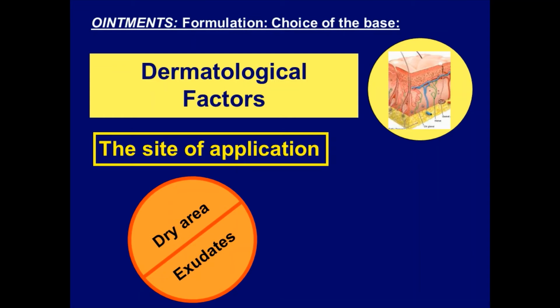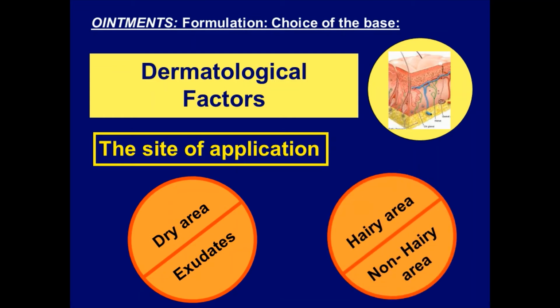And also, the site of application may be a hairy area or non-hairy area, and we said that oleaginous and absorption bases are of relatively high fat content, so they are not suitable to be applied to hairy areas, at the scalp, for example. Scalp, which is the skin of the head.